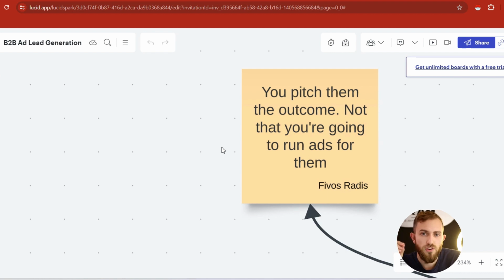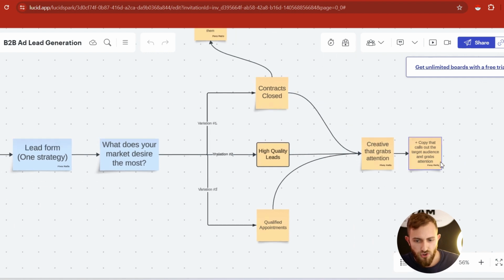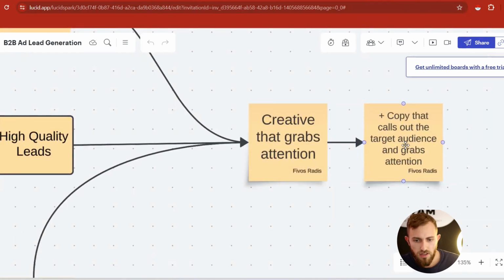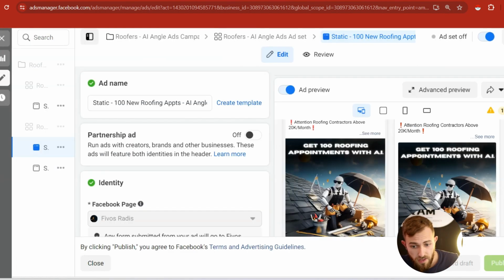You want to grab their attention, and you grab their attention by figuring out exactly what they're going after, exactly what they want, and their dream outcome. And you include that as a main point in the creative, the actual creative, like the photo or the video in the ad, and in the copy of the ad, because this is what is going to attract their attention. Fantastic. So basically you create the different variations, and then you have to create a creative that grabs their attention and a copy that calls out the target audience. And again, the copy should also grab attention. Okay, so let's go over here. As you can see, creative like this can attract a lot of attention.